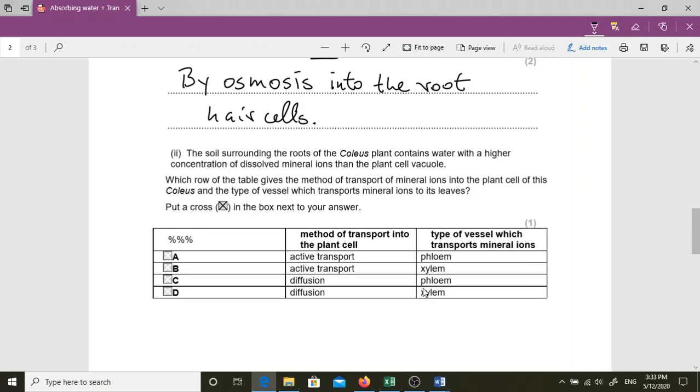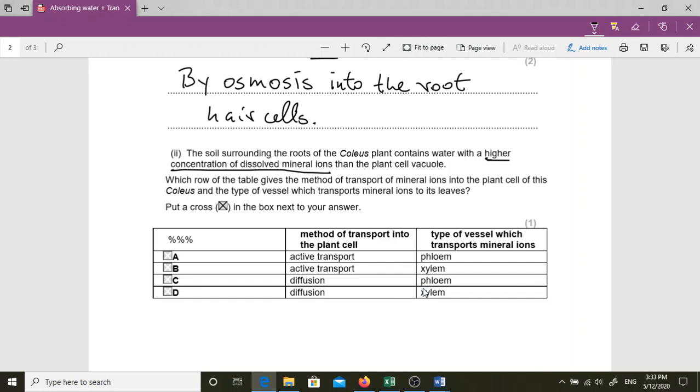Then we've got another tick and cross one, so I'm going to start reading it. The soil surrounding the roots of the coleus plant contains water with a higher concentration of dissolved mineral ions than in the plant cell vacuole. So quite important here, I'm going to underline that it says higher concentration of dissolved mineral ions. Which row of the table gives the method of transport of mineral ions into the plant cell of this coleus and the type of vessel which transports mineral ions to its leaves?